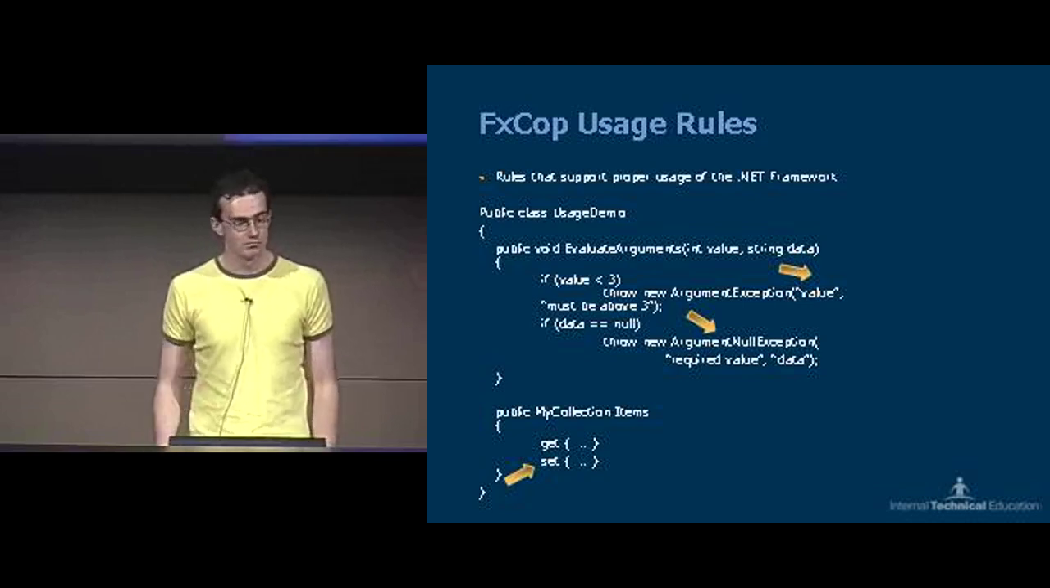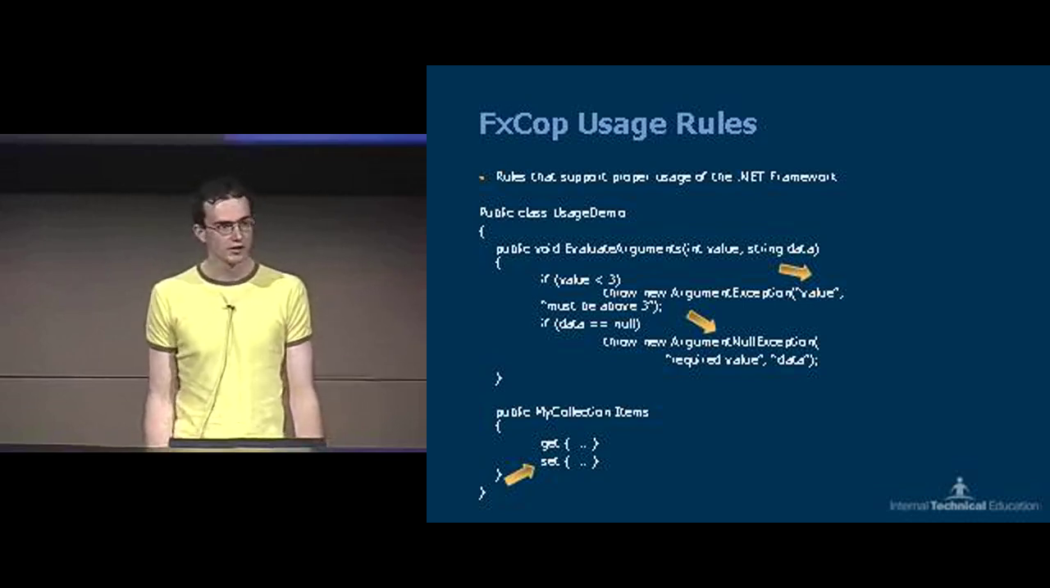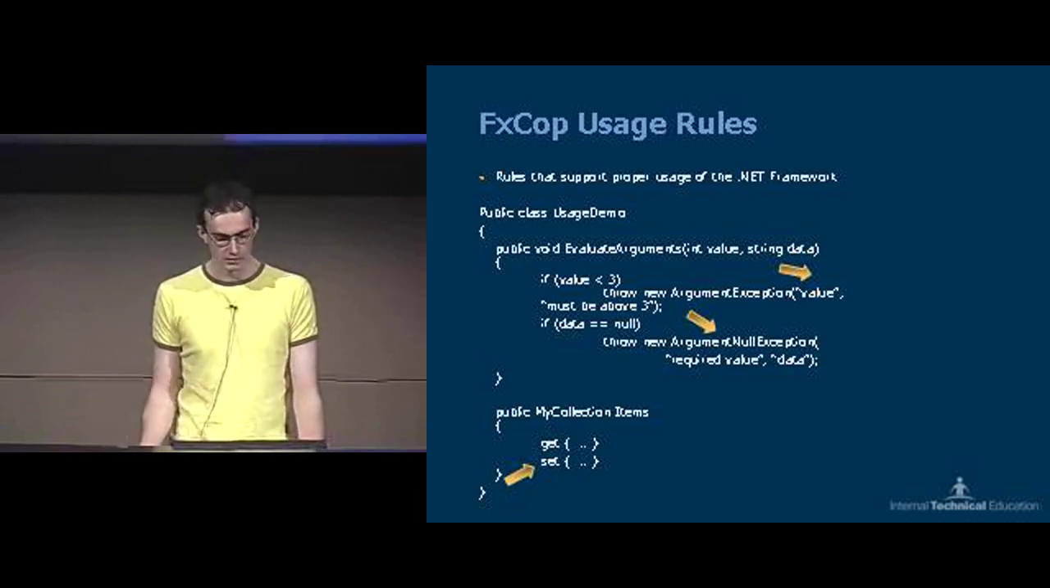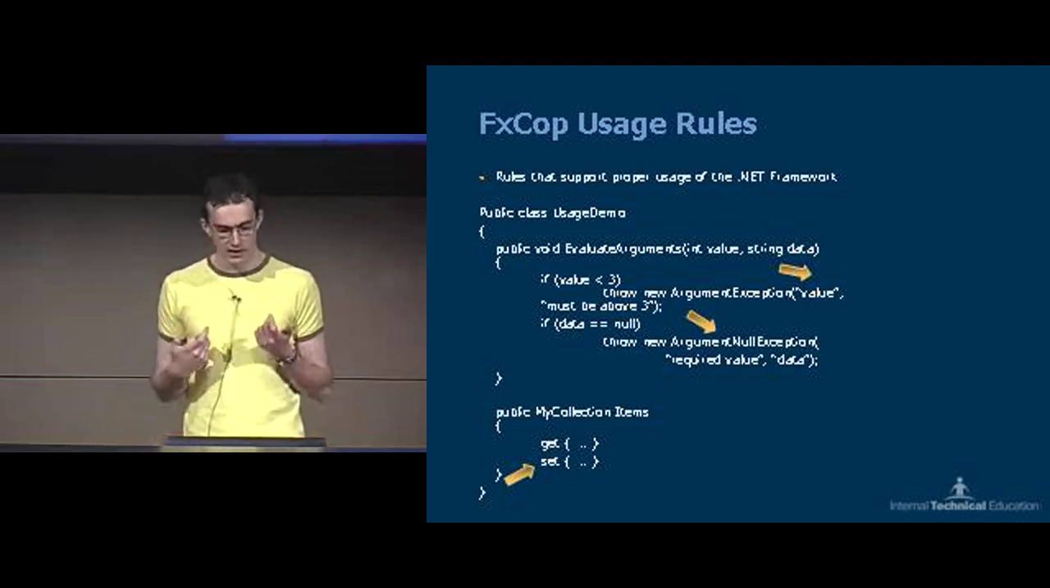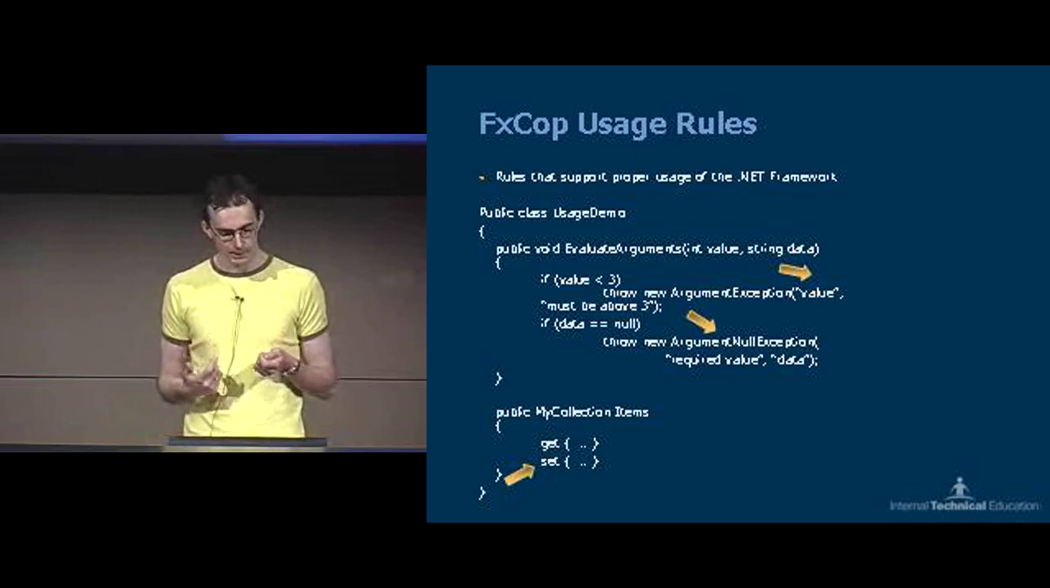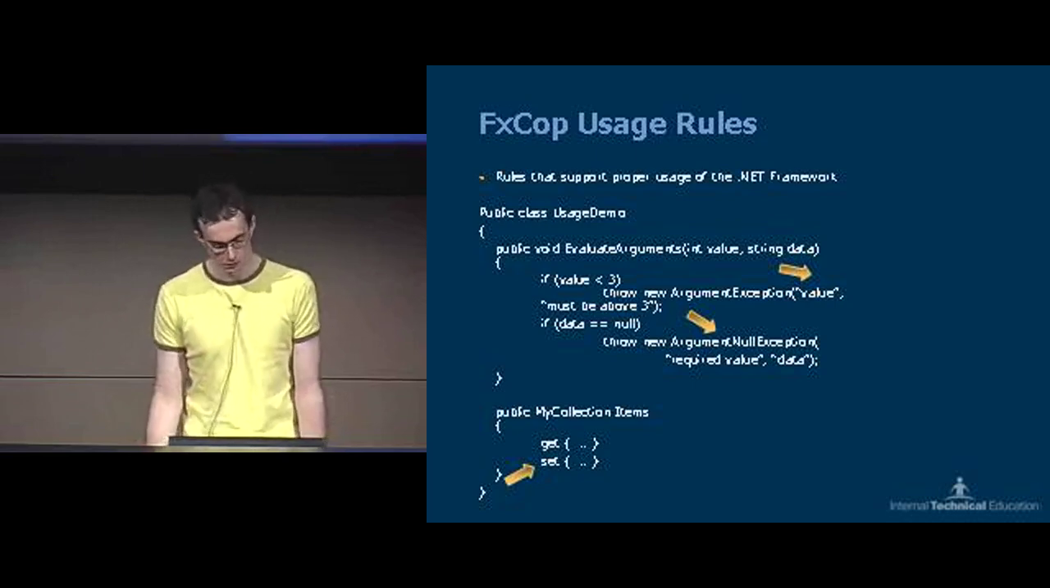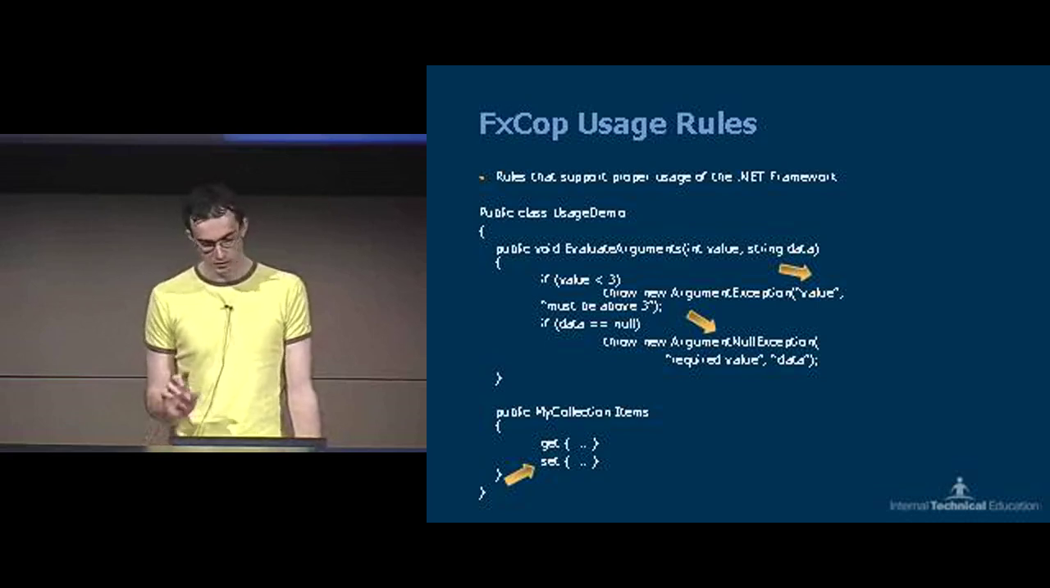So people, of course, often call these exceptions with the wrong order, because they get confused about which one to call. So FxCop has a rule where it checks which strings are passed and warns if you pass them the wrong way. And the fix is just swapping the parameters.